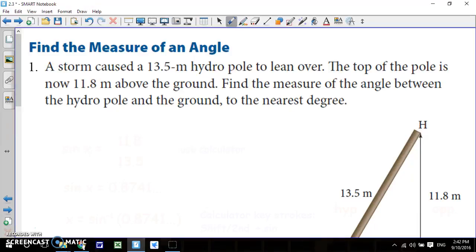Instead of using SOHCAHTOA to find missing lengths in right triangles, we can also use it to find angles. So let's use this example to show how we can find angles using SOHCAHTOA. A storm caused a 13.5 meter hydro pole to lean over. The top of the pole is now 11.8 meters above the ground. Find the measure of the angle between the hydro pole and the ground to the nearest degree.